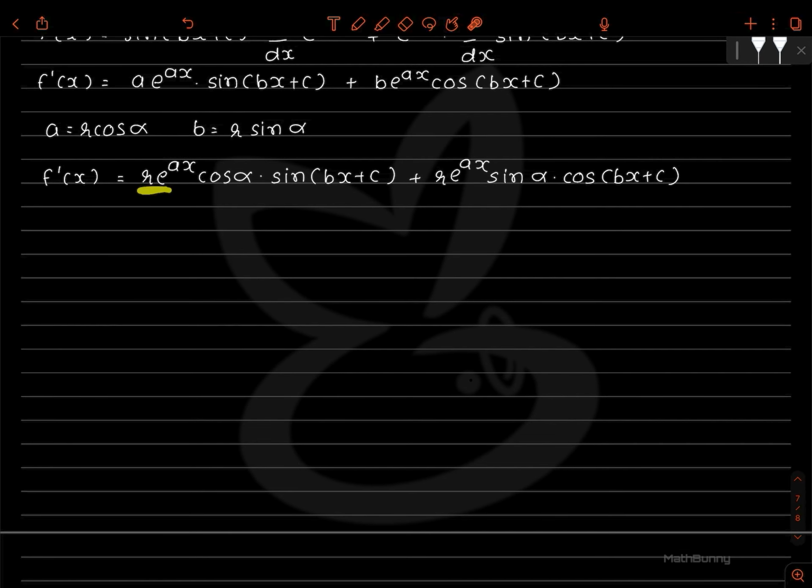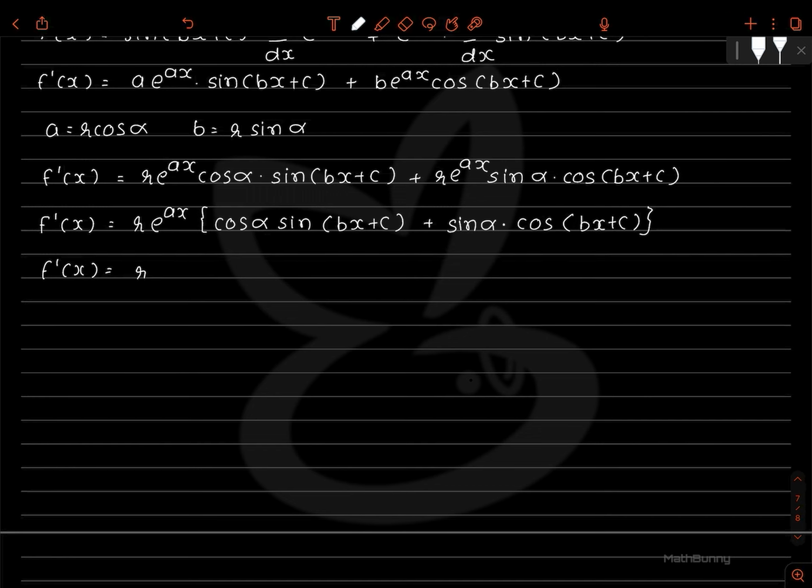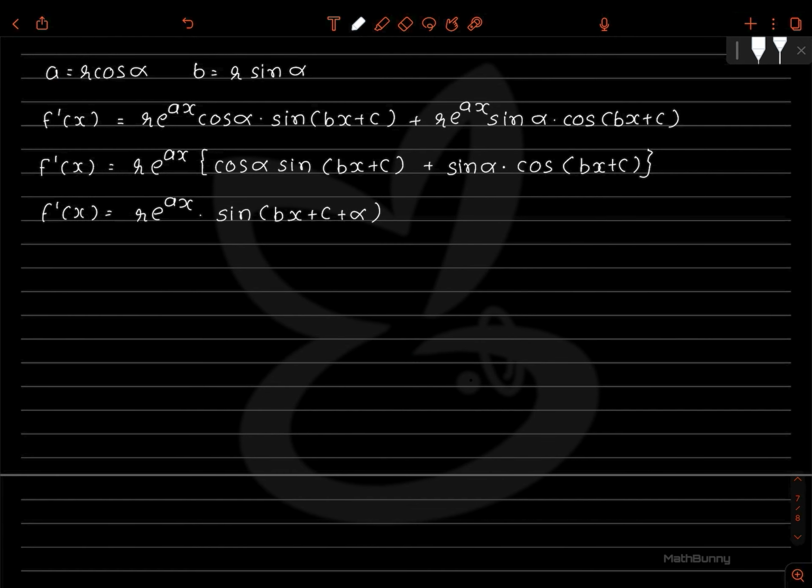We can take these two terms r e raised to ax common. F dash of x would be equal to r e raised to ax into the bracket cos alpha sin bx plus c plus sin alpha into cos bx plus c. You can see the bracket is nothing but the formula of sin a plus b. So f dash of x would be equal to r e raised to ax into sin bx plus c plus alpha. Let us further differentiate this.